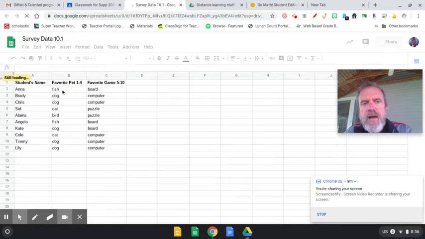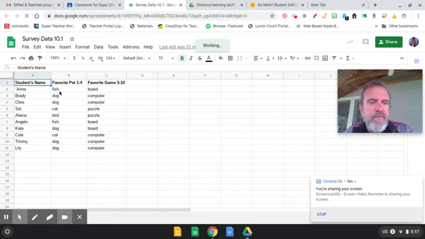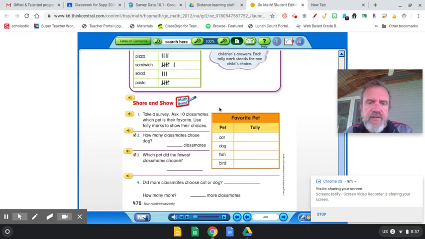Questions 1 to 4 ask about favorite pets. I picked some names from old class lists that I had, and I put answers for them. These might not be true. So these answers go with numbers 1 to 4, and these answers go with number 5 through 10. So when you're making your tally chart, you would put a mark for fish because Anna chose fish. Then you'd ask Brady. Brady says dog. You put a mark for dog, and so on as you go through. So use this sheet to help you answer these questions. It's like I did your work for you. I did a survey. Okay?